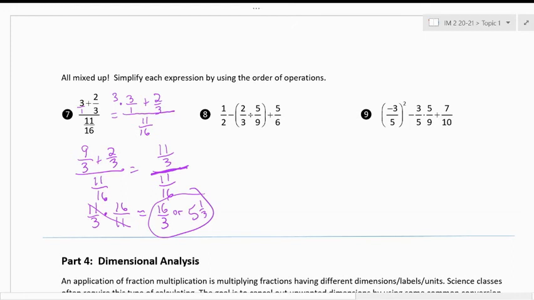Number 8, we do the order of operations. So we're doing 2 over 3 times 9 over 5. Well, again, cross canceling, divide those two diagonals by 3. 2 and 5 are prime. So when we multiply, we get 6 over 5.